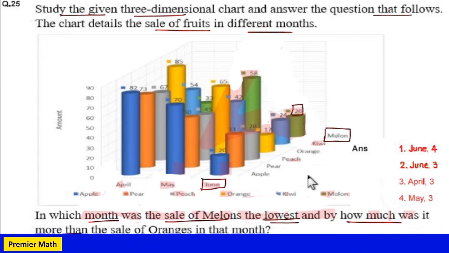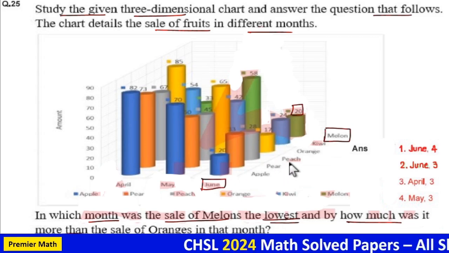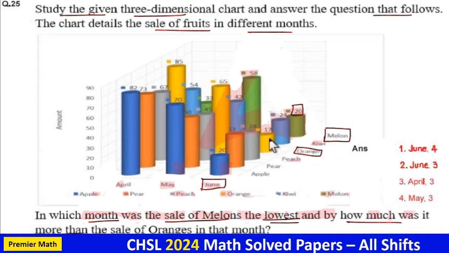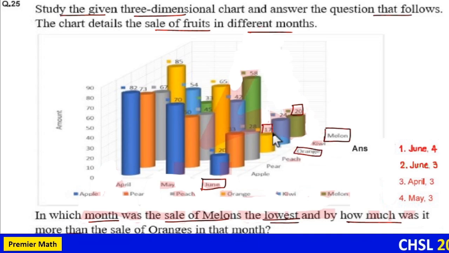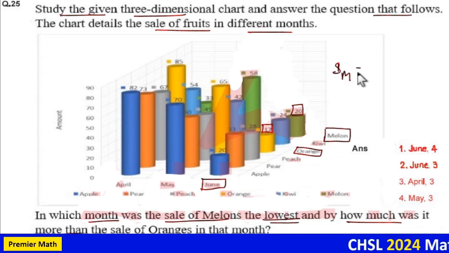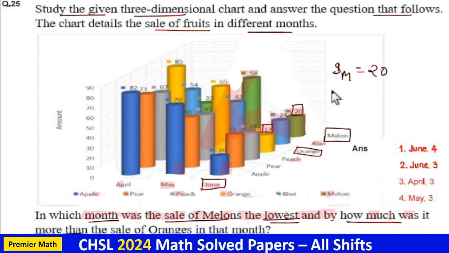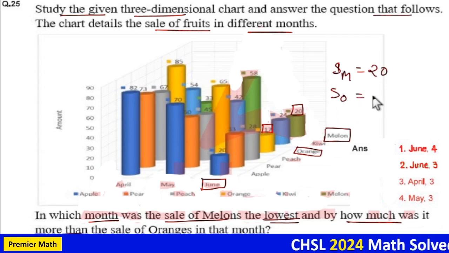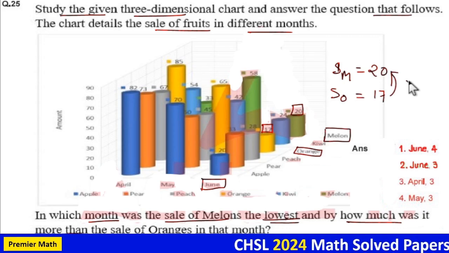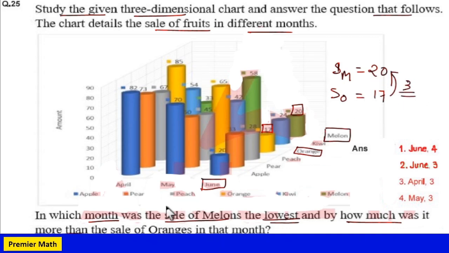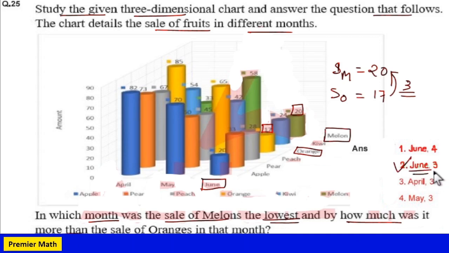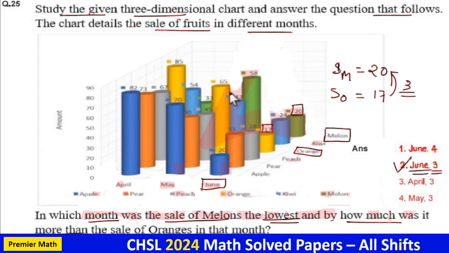And in the same month, sale of orange. Sale of orange is this yellow color, which is 70. I can see sale of melon is equal to 20. In the same month, sale of orange is equal to 70. Now, how much greater than orange? Which is 3 greater than oranges. So, option 2 is your answer. In June month, melon is 3 greater than orange.